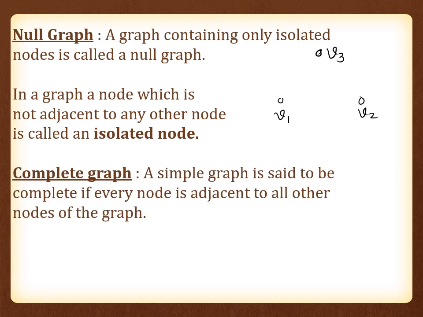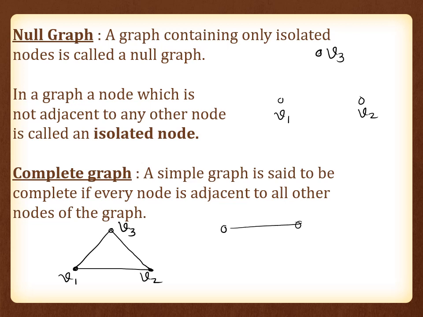Complete graph. A simple graph, that means no loops and no parallel edges, is said to be complete if every node is adjacent to all the other nodes of the graph. So here we can have a complete graph with 3 vertices, because here we can see that every node is adjacent to every other node. V1 is adjacent to V2 and V3. Adjacent node means there exists an edge between the two nodes.